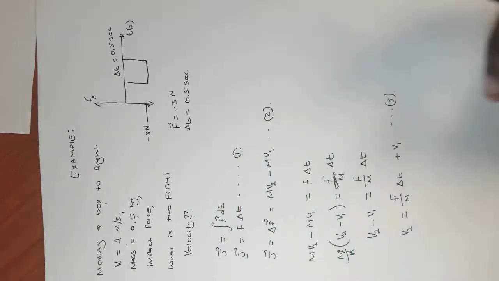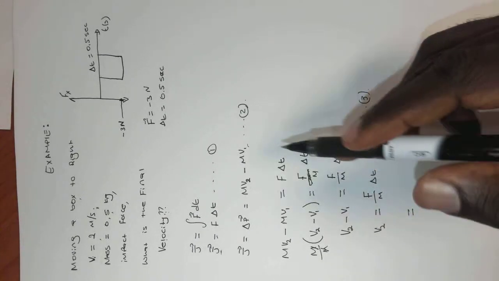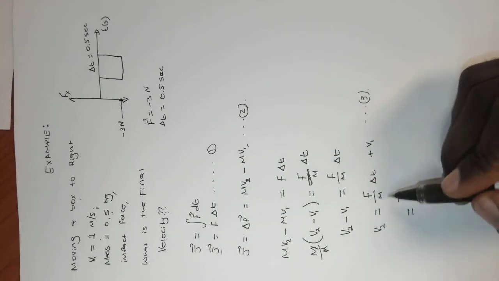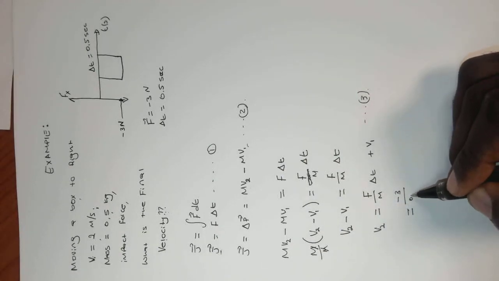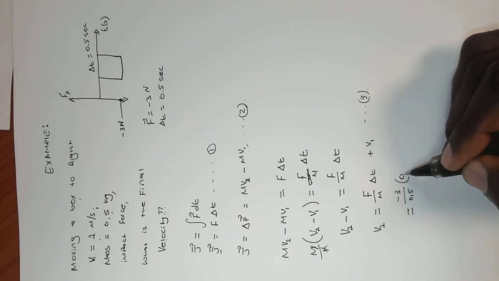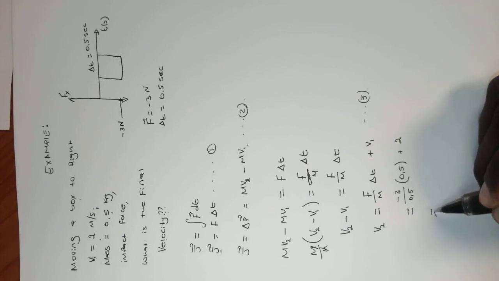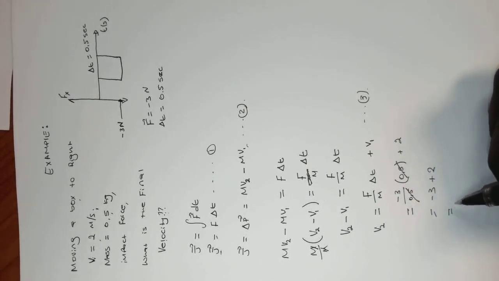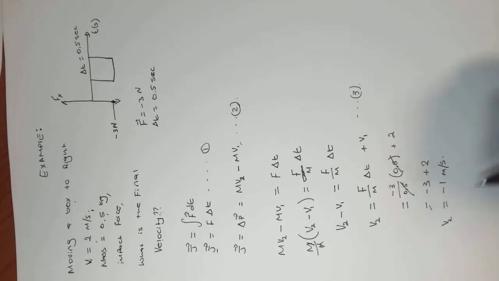So you can now substitute the values. So let's see what is your final velocity after the impact force. So this is minus, the force is minus 3 divided by the mass, which is 0.5. You multiply by 0.5 plus the velocity, which is 2. So this and this cancel. Minus 3 plus 2, which is minus 1 meters per second. So v2 is equal to this.